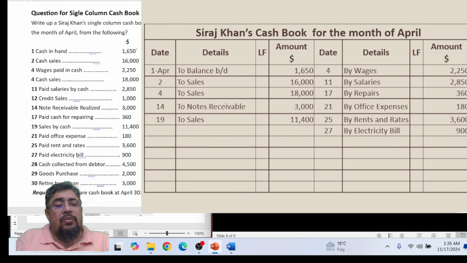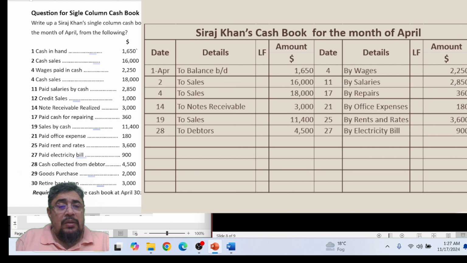Next is 28th April, cash collected from the debtors. So now we are receiving the cash from the debtors, so we will record on the debit side, to debtors. Amount is 4,500. We will write here 4,500, on 28th April, cash collected from the debtors, debit side.